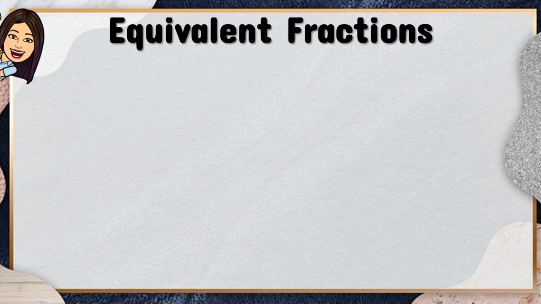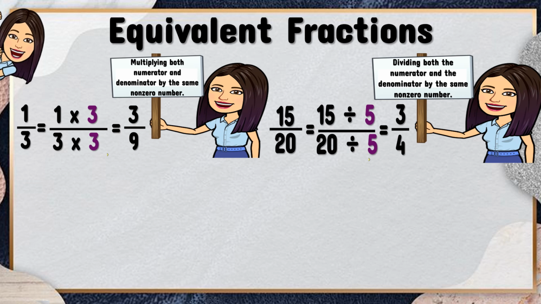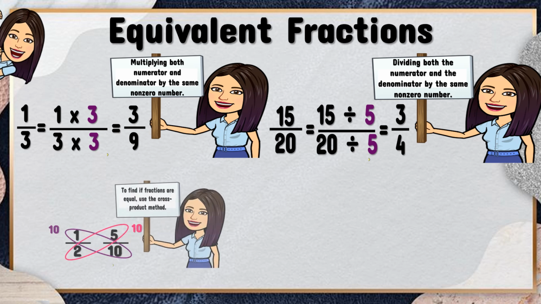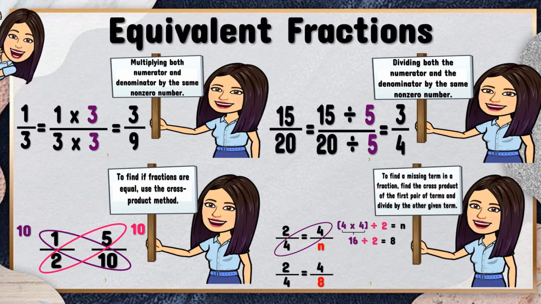Once again, this is how we find the equivalent fractions. First, multiplying both numerator and denominator by the same non-zero number. Second, dividing both the numerator and the denominator by the same non-zero number. Third, to find if fractions are equal, use the cross product method. And lastly, to find a missing term in a fraction, find the cross product of the first pair of terms and divide by the other given term.